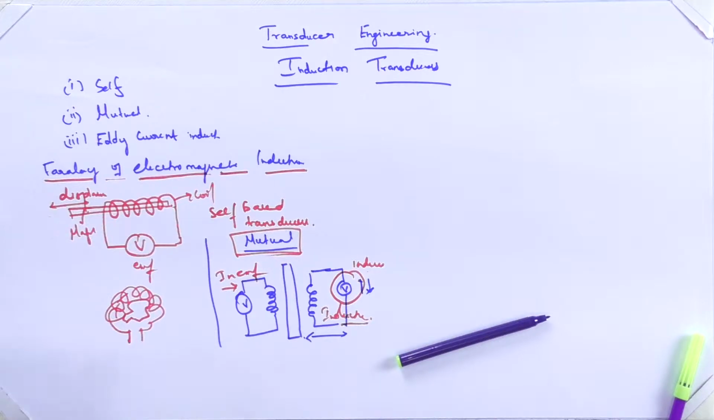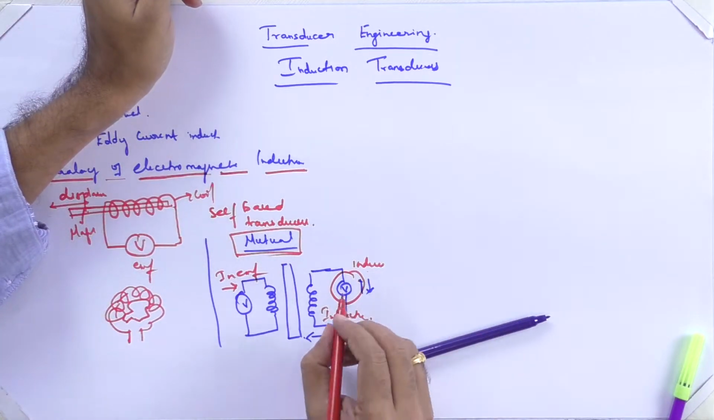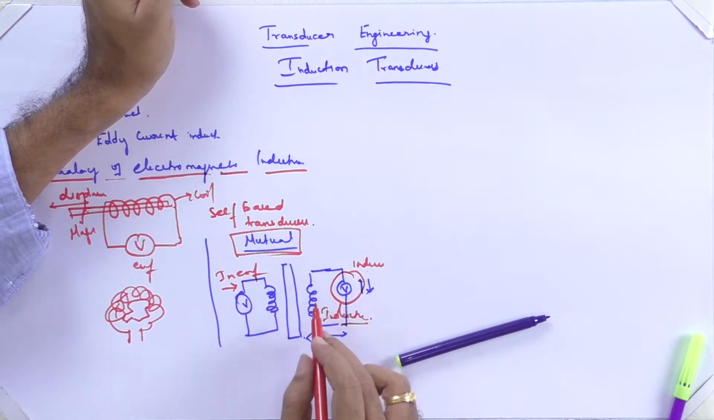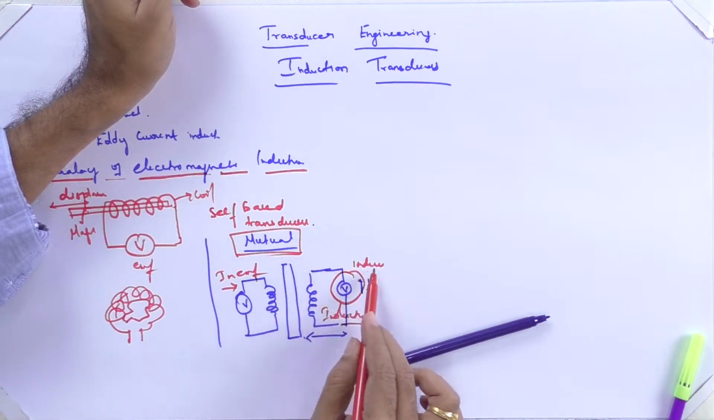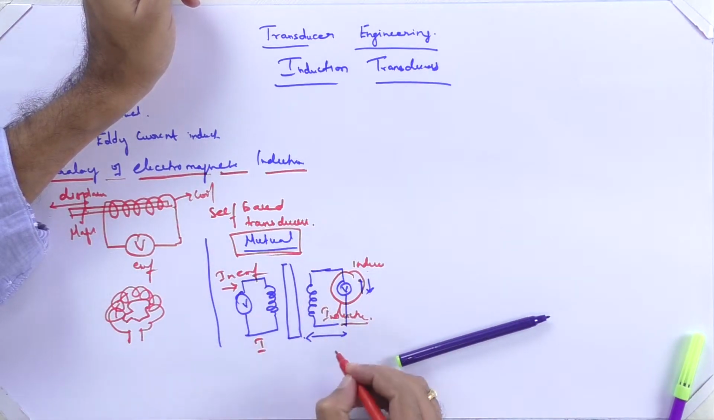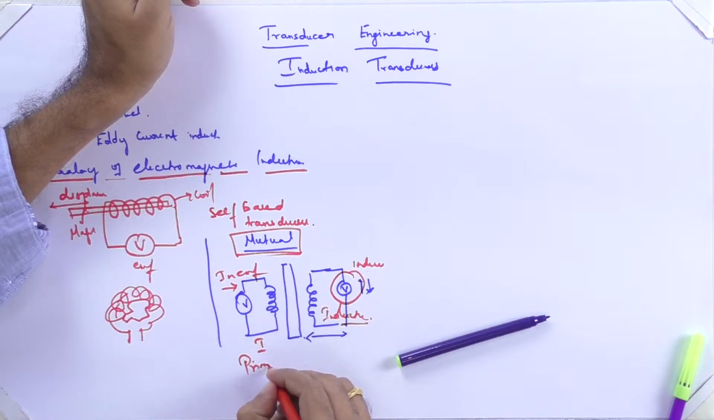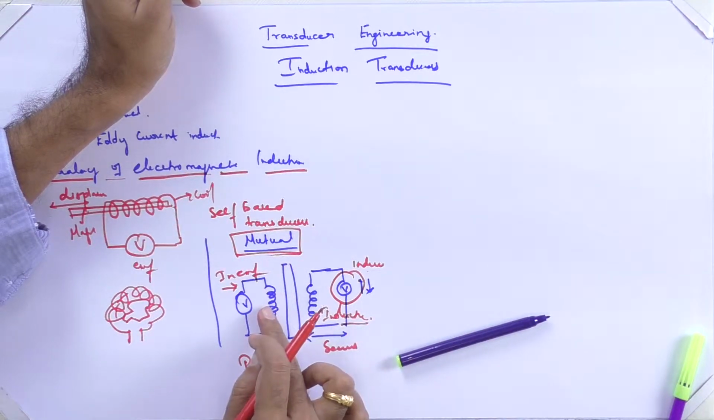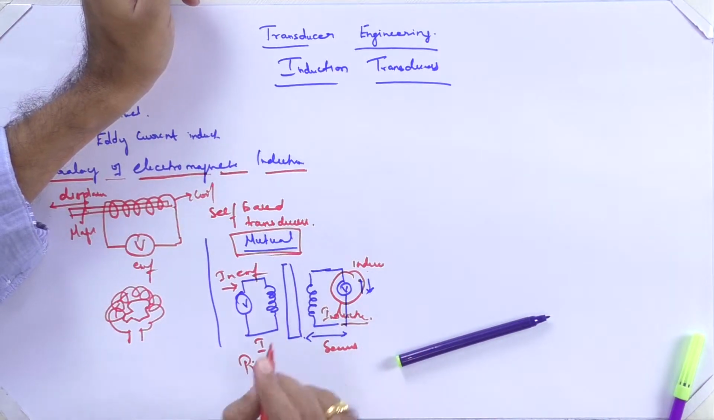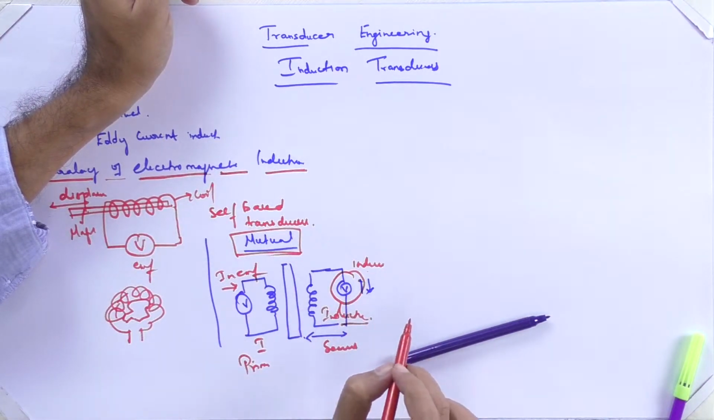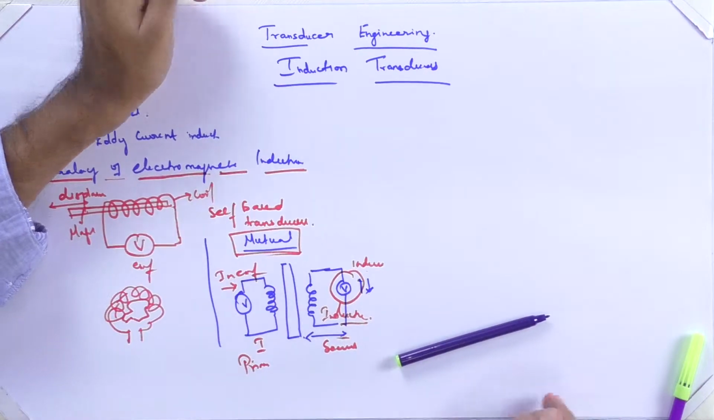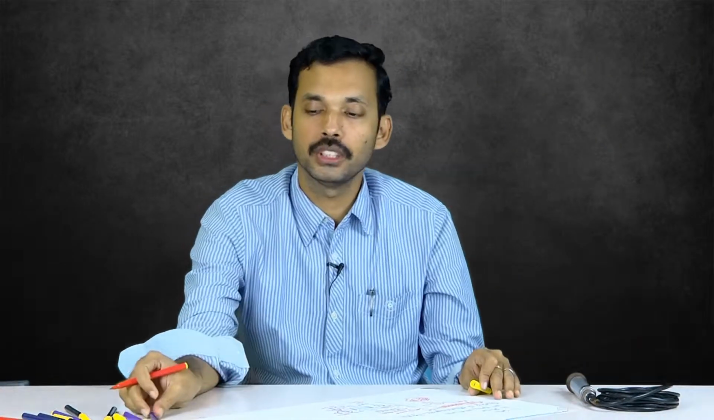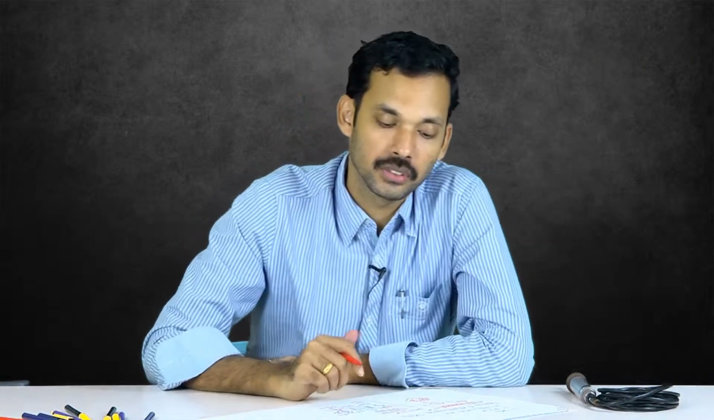Now again, you are seeing that there is a movement of the second coil. This is the primary coil, this is the secondary coil, coming nearby and going away, and then there will be a change of EMF which is proportional to this linear displacement. So this is the mutual inductance.